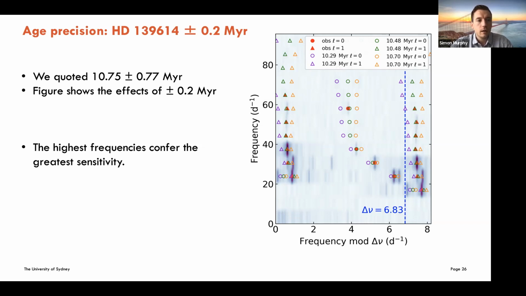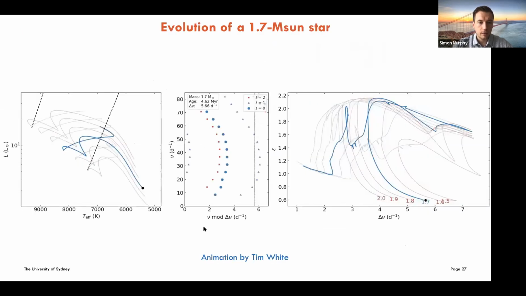And so when you fold all the uncertainties together, the age uncertainty that we end up with is a bit larger. One thing that is apparent, though, is that the highest frequencies are the ones that confer the greatest sensitivity. Okay, that's quite important.